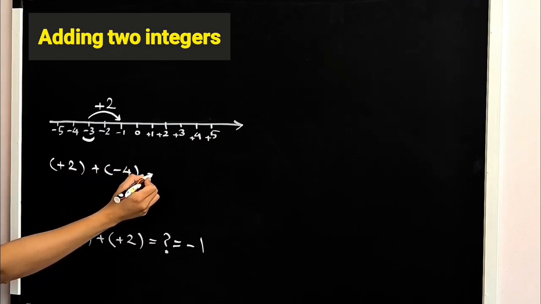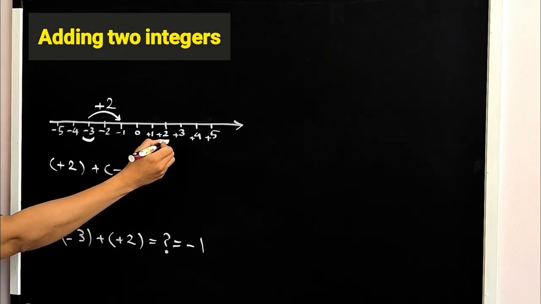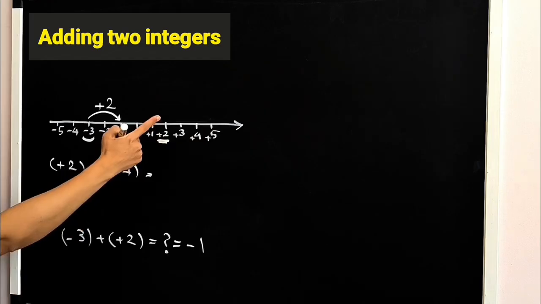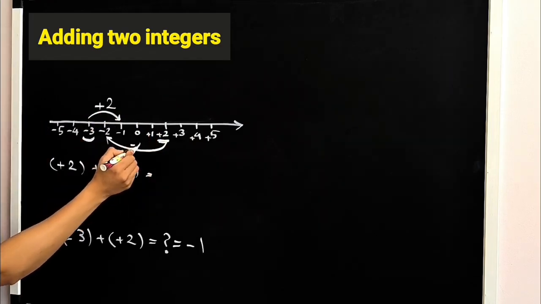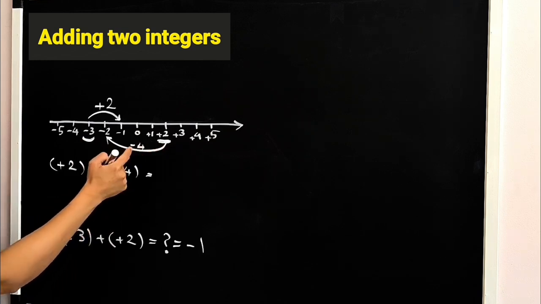Let's look at another example. +2 plus -4. We first mark +2, then move 4 steps to the left. The result is -2.